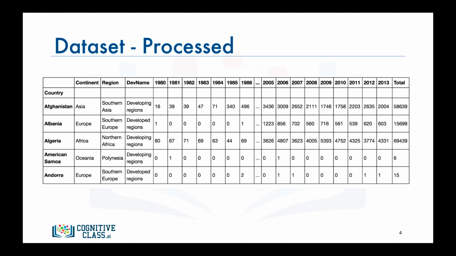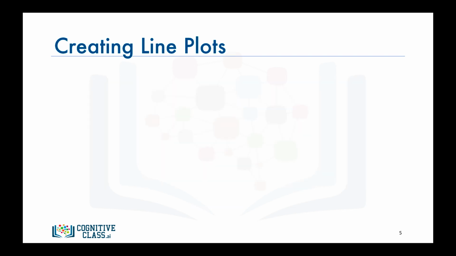Also, let's add an extra column, which represents the cumulative sum of annual immigration from each country from 1980 to 2013. So for Afghanistan, it is 58,639 total, and for Albania, it is 15,699, and so on. And let's name our data frame df_Canada. So now that we know how our data is stored in the data frame df_Canada, let's generate the line plot corresponding to immigration from Haiti.